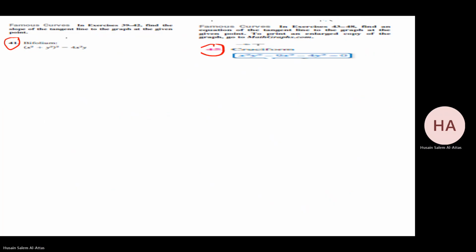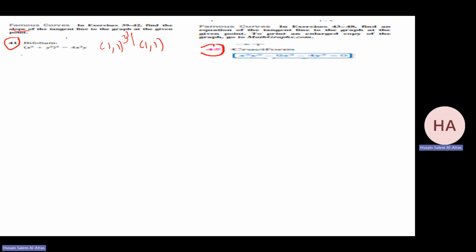Okay. Now we'll go to 41. What they want in 41 is to find the slope. Find the slope means what? I need to find y prime at the given point. There should be a given point here. The point is 1 and 1. So I have y prime at the point 1 and 1.